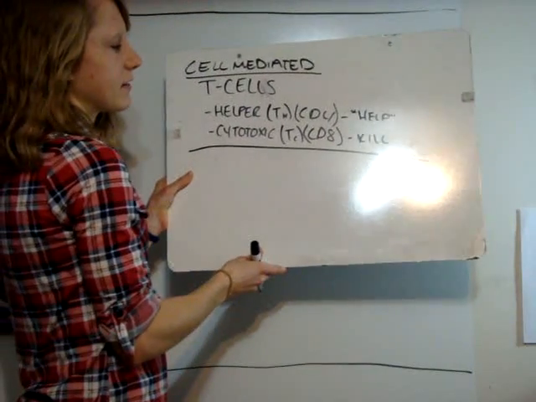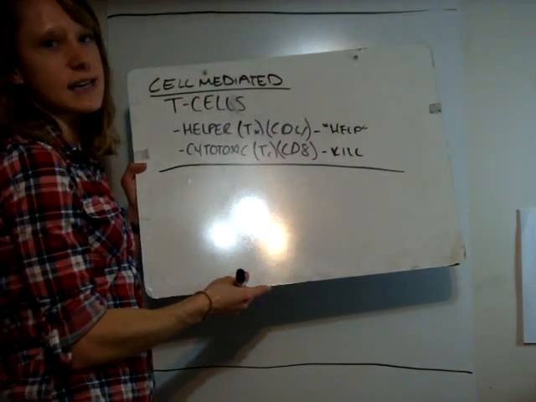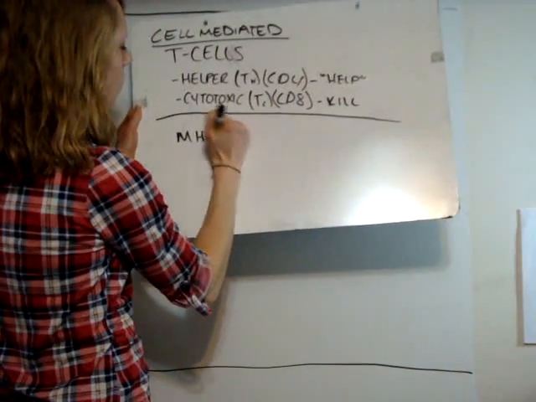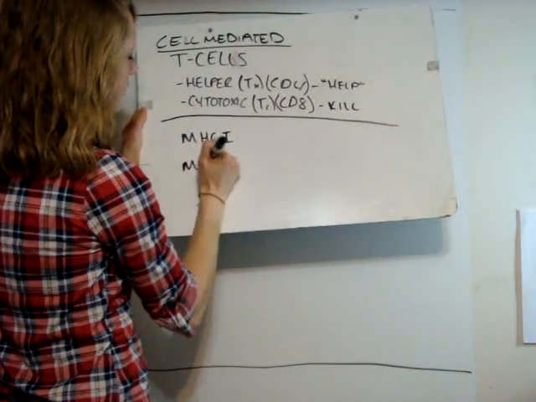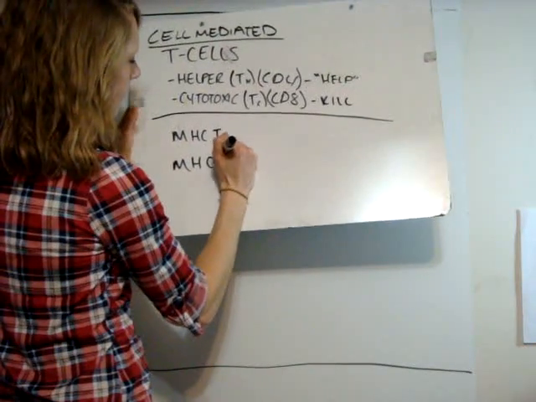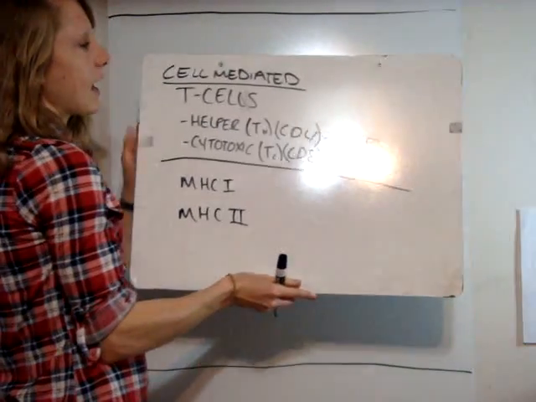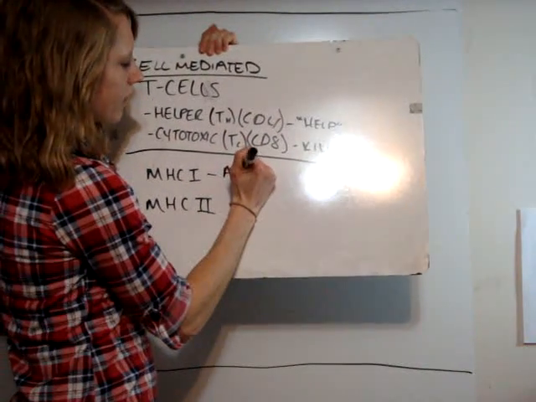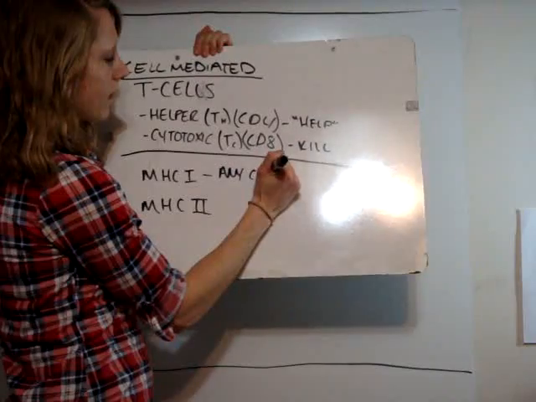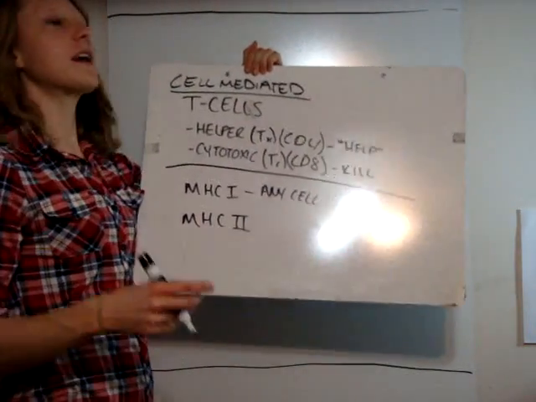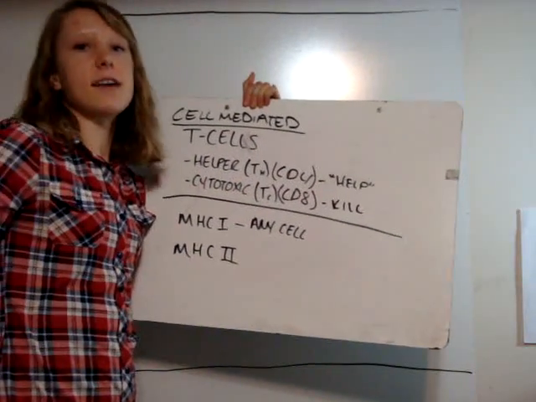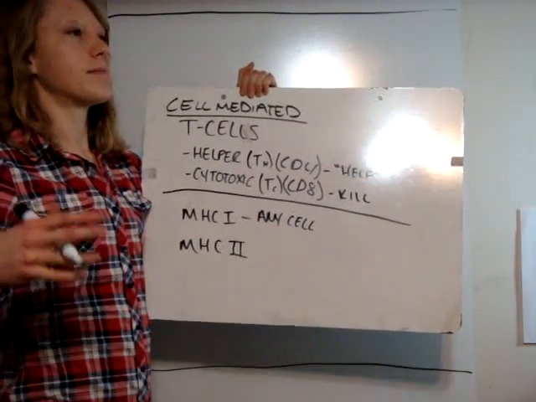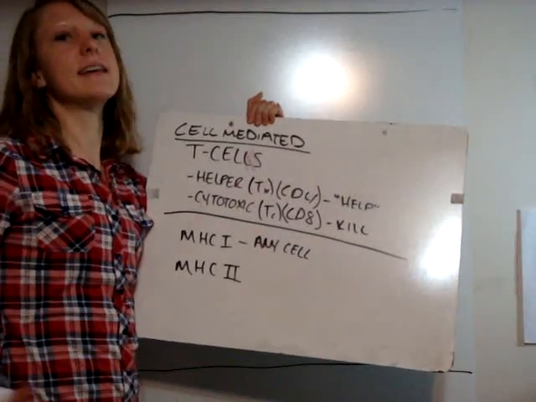Two other terms that we need to know. We have different things called MHCs. There are two kinds of MHCs. There's MHC class 1 and there's MHC class 2. MHC class 1 can be done by any cell. Don't think, oh, it can only be done by skin cells, or only by cells in my liver, or only by cells in my kidneys.